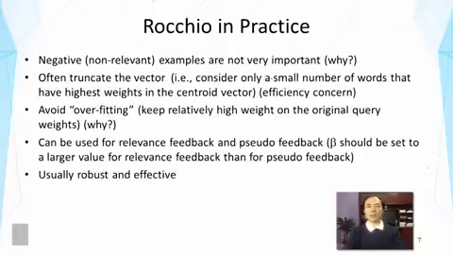So let's talk about how we use this method in practice. I just mentioned that we often truncate the vector. Consider only a small number of words that have highest weights in the centroid vector. This is for efficiency concern. I also said here that negative examples or non-relevant examples tend not to be very useful, especially compared with positive examples. Now you can think about why.